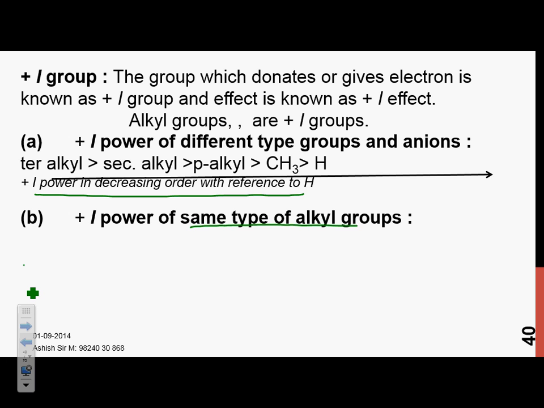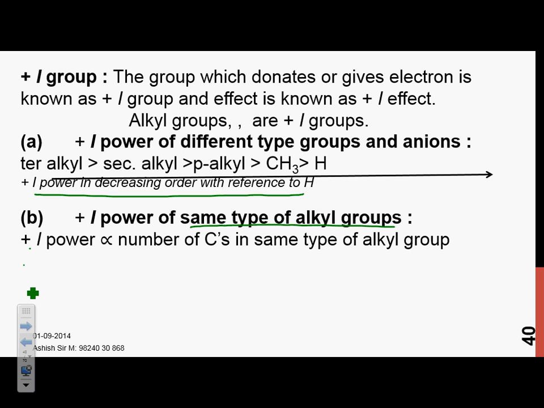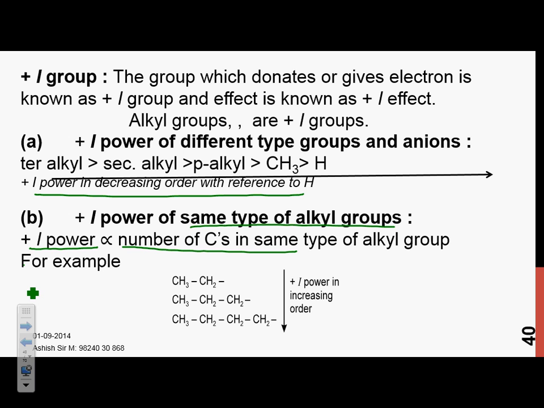Suppose we have the same type of alkyl groups, meaning all of them are primary or all of them are secondary. Then positive inductive power is proportional to the number of carbons. For example, look: if you have an ethyl group, a propyl group, and a butyl group, all three of them are primary. This one is donating electron, but in support there is one carbon. This one is also donating electron, but in support there is one carbon, and in its support also one carbon.